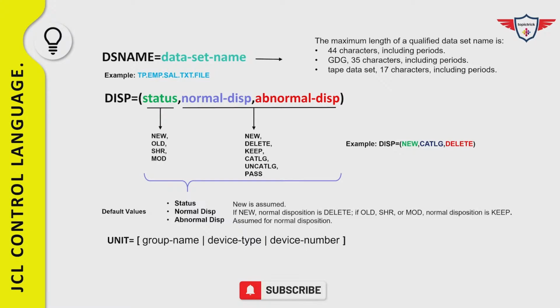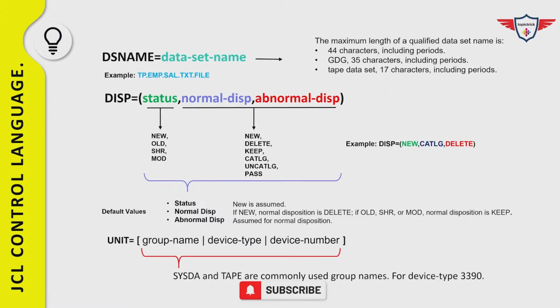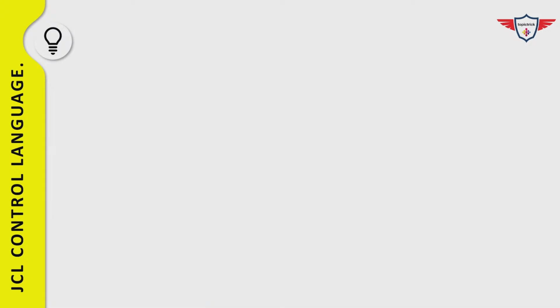Now the next parameter is unit, and as you know, this is used to specify the tape or disk devices where your dataset actually resides. So in case your dataset is already cataloged, then you're not required to specify the unit parameter, and in case you want to allocate a file, then you have to specify the unit parameter, right? And in general we use SYSDA or tape, and in case you have any specific device number, then you can use a device number also.